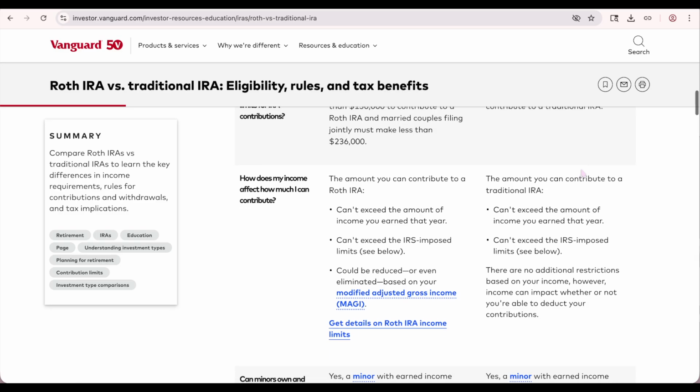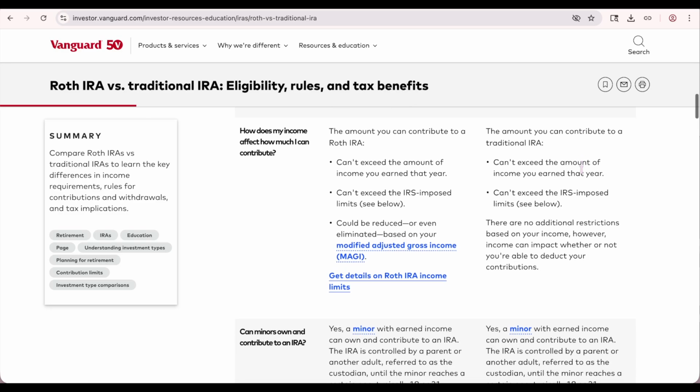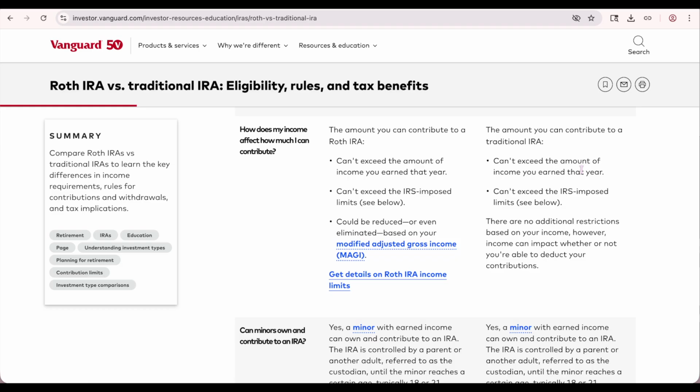Now, underneath that, you're going to see specifically where it's discussing income and how it affects any type of contribution. Earnings are withdrawn tax-free only if the account is at least 5 years old and you meet an exception. It could be anything for age, first-time home purchase up to $10,000, or a couple other major factors as well. But an important thing to note is that it could be reduced or even eliminated based upon your modified adjusted gross income. So this is a key factor to always be aware of.